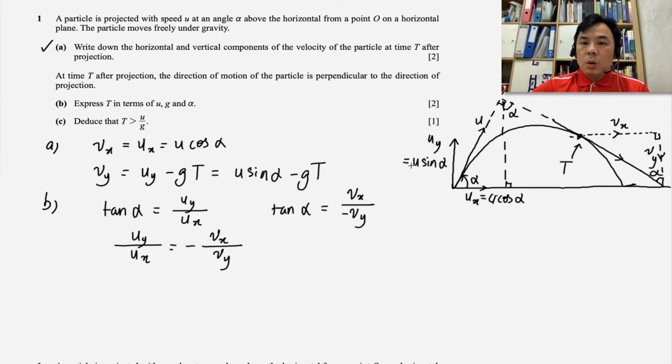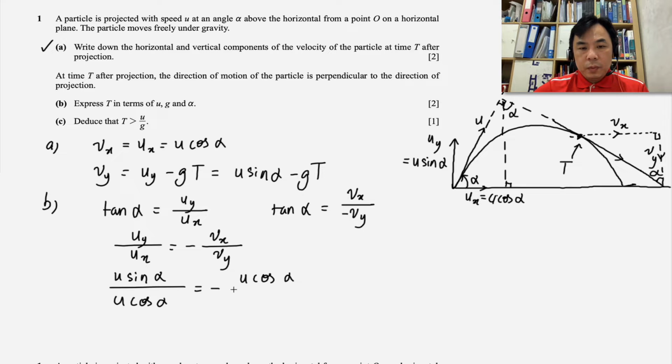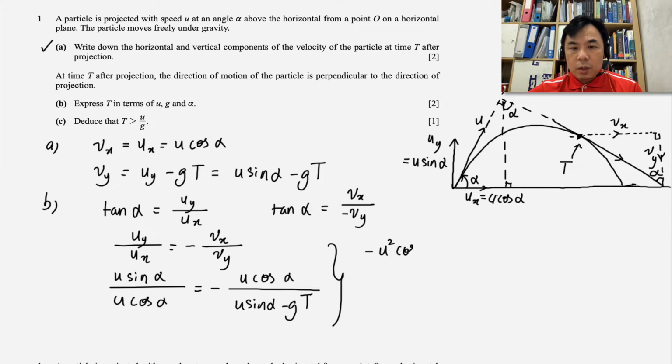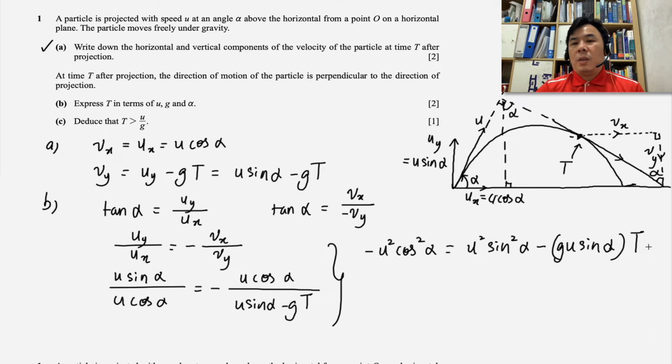And then all we need to do is just substitute all the representations: uy is u sine alpha, this part here is u cos alpha, and then negative u cos alpha over u sine alpha minus gt. Okay, so from here all we need to do is just rearrange this correctly. If I rearrange this correctly, I will have negative u squared cosine squared alpha equal to, cross multiplying, u sine squared alpha, and then minus g u sine alpha t. Okay, so I hope that is clear.